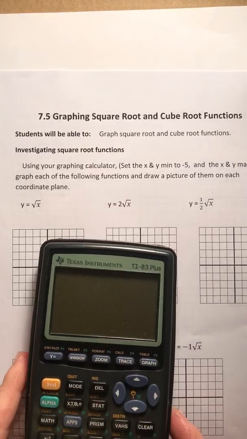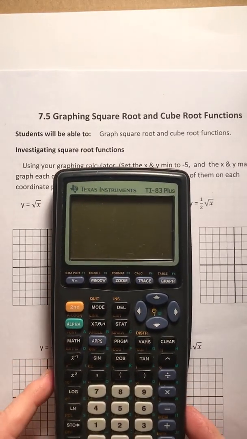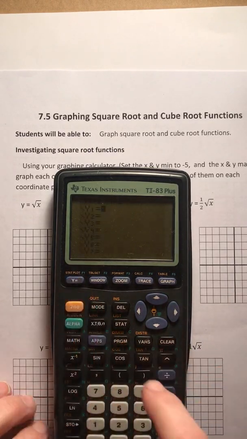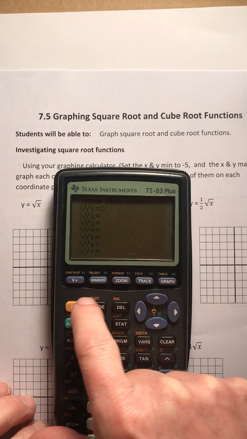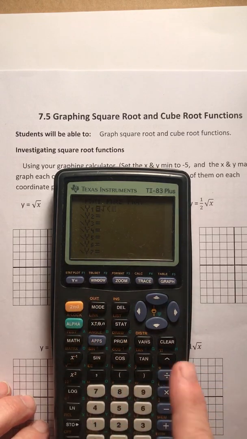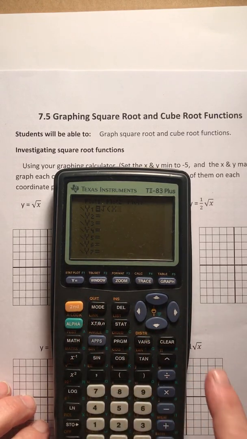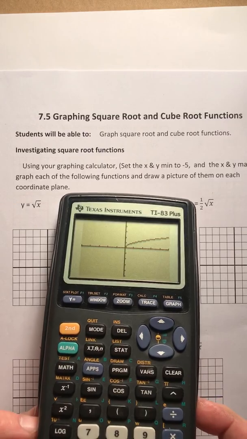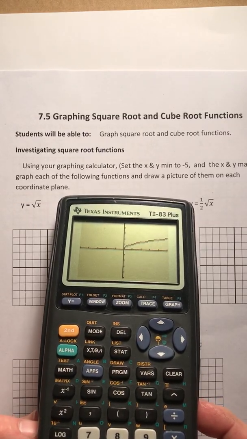So I got my graphing calculator here, so I'm going to put in the function. So going to y equals, and I'm going to put in the square root of x. So shift and the x squared key gives me square root, and the x key, and then I'll just hit graph. And hopefully you can see what it looks like. All right, that's the picture I get.